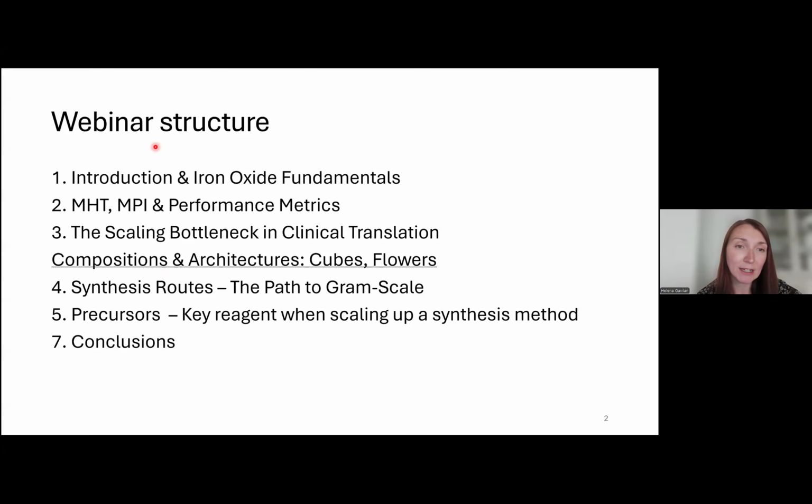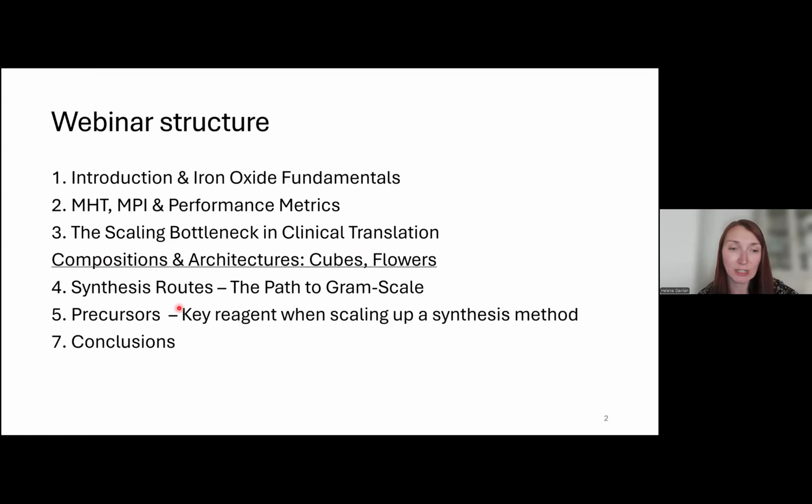So the webinar structure will be the following. First, I will introduce you to iron oxides and give some fundamentals about magnetism, just very briefly. Then about magnetic hyperthermia and magnetic particle imaging and some performance metrics. Then I will focus on the scaling bottleneck in clinical translation and more specifically in the synthesis methodology of different kinds of nanoparticles like nanocubes and nanoflowers, because they have shown very interesting features for these two applications.